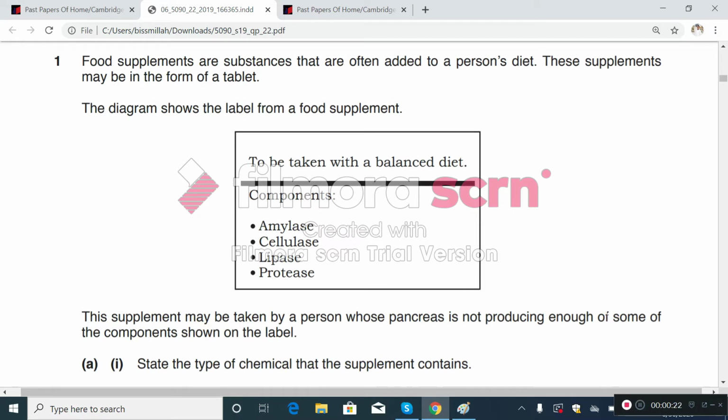Question 1 is, food supplements are substances that are often added to a person's diet. These supplements may be in the form of a tablet. The diagram shows the label from a food supplement to be taken with a balanced diet. The components are amylase, cellulase, lipase, protease. So different types of enzymes have been given. This supplement may be taken by a person whose pancreas is not producing enough of some of the components shown on the label.